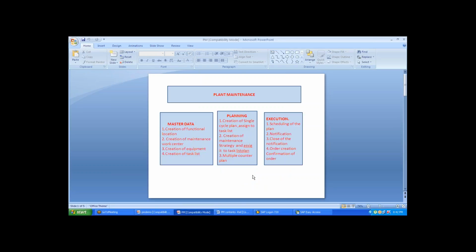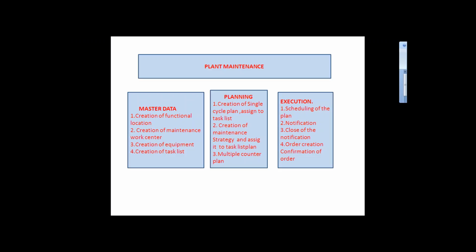Basically, this plant maintenance is divided into three parts. One is master data, one is planning, and one is execution. Master data means we have to create a functional location, we have to create a work center, we have to create equipment, and we have to create a task list.